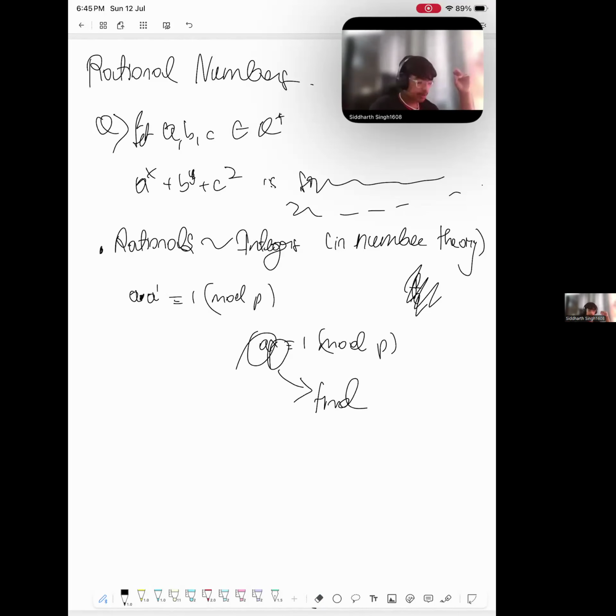Is there any exception to this case? There's a clear exception: p divides a. If p divides a, then the entire thing is just zero, and hence you can't find such an x, because zero multiplied by any number is just zero. So you can't make it equal to one.